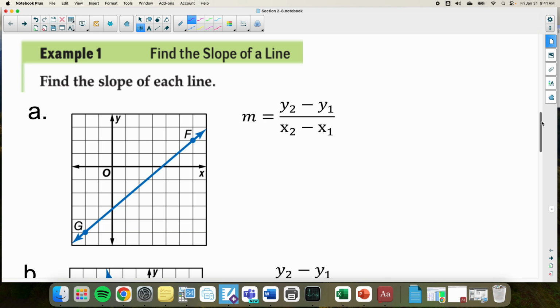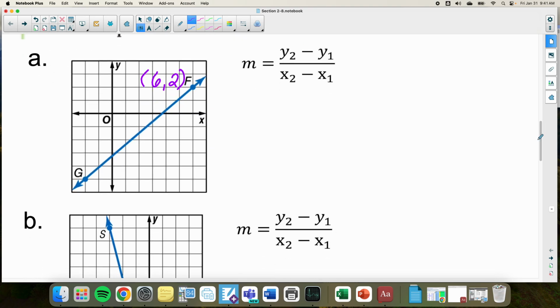So the first type of question that they're gonna give you today is where you have 2 points on a graph and you have to find the slope. So first of all, F is over 1, 2, 3, 4, 5, 6, and up 2. So F is 6, 2. And for G, it's back to -2 and down 1, 2, 3, 4, 5. So that's -2, -5, okay?